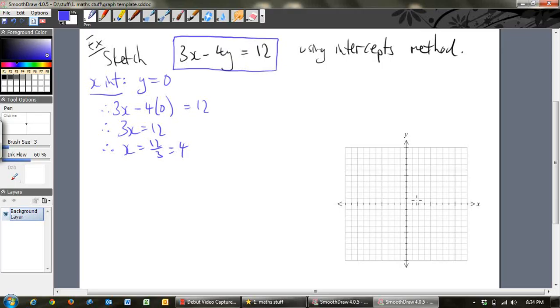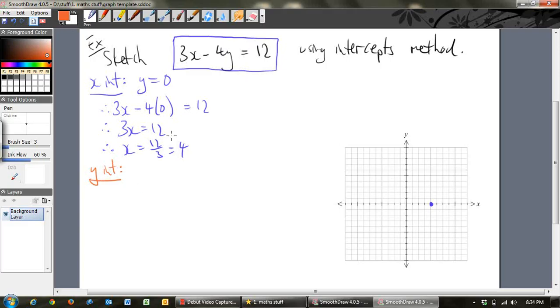So I'm going to put that on here now. 1, 2, 3, 4. It's going to cross at that point there. The x-intercept is 4. Good. So that's the first thing. Let's now find the y-intercept.